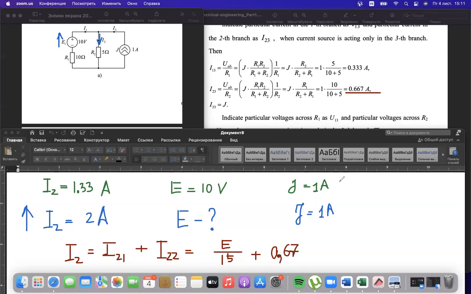The same value. If your second source stays the same, then the partial current from this source stays the same. If you want to change the electromotive force to obtain the value of 2 amperes, then you could easily find it from only one equation. You could substitute 2 amperes and the electromotive force as an unknown value into the superposition method and obtain that for this purpose, your E over 15 should equal 2 minus 0.67. It will be 1.33. Multiply by 15, and it will be 20.